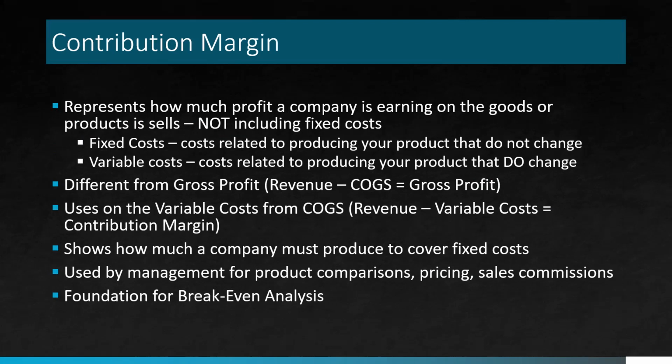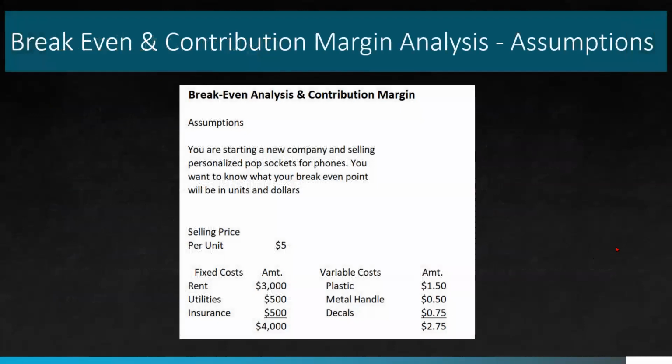How the contribution margin differs is it takes revenue minus only the variable costs, and then that will give you your contribution margin. So it shows how much a company has to produce to cover their fixed cost. This is used by management for product comparisons, pricing of a product, figuring out sales commissions to be paid to sales reps, and it's the foundation for the break-even analysis. So let's dive in.